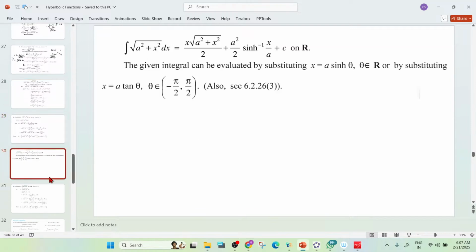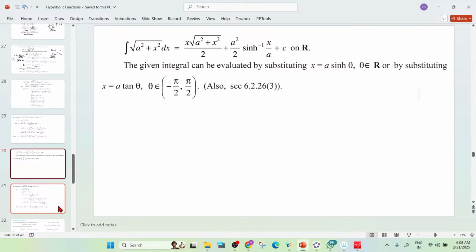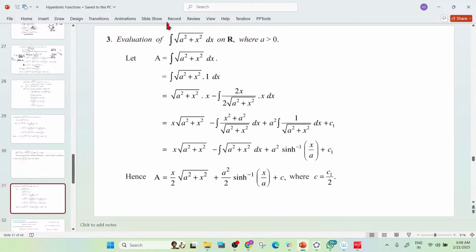Now we are left with only the final one, a square plus x square. x can be anything. You can either take x as tan theta or x as sin h. If you do the substitution and do something similar to this, you will get the answer. Just do it yourself, all of this, or otherwise you can do the by parts method also.